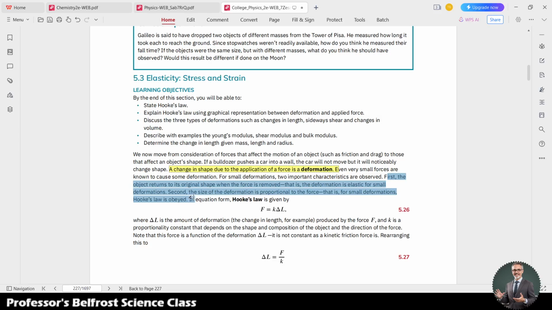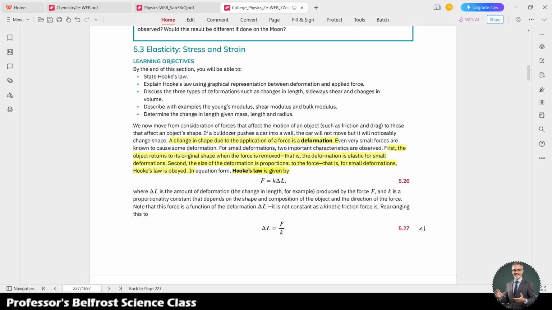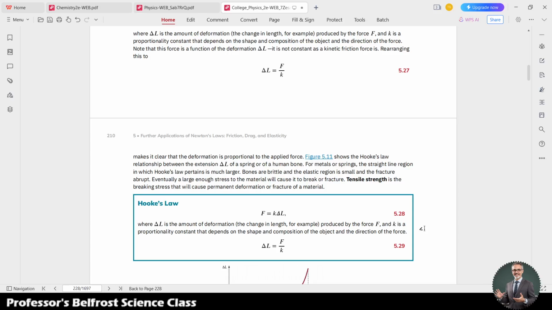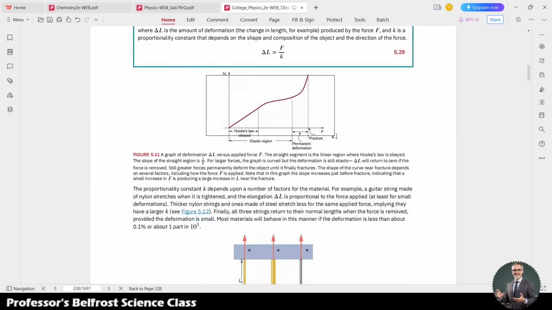That is, for small deformation, Hooke's law is obeyed, and this is Hooke's law: F equals k delta L. Delta L is the amount of deformation produced by the applied force F, and k is the proportionality constant. So delta L equals F over k. Tensile strength is the breaking stress that will cause permanent deformation or fracture of the material. You see this curve, this graph. Here is where Hooke's law is obeyed, where F and delta L go linear together, and this is the elastic region with a little deformation that can come back again. Here permanent deformation takes place, and here fracture takes place.